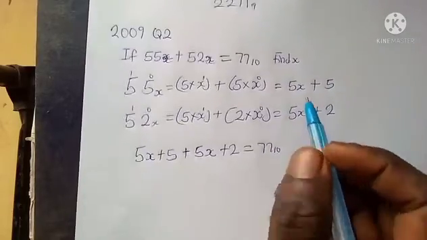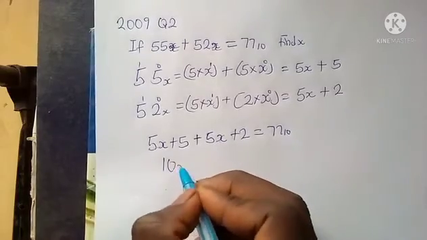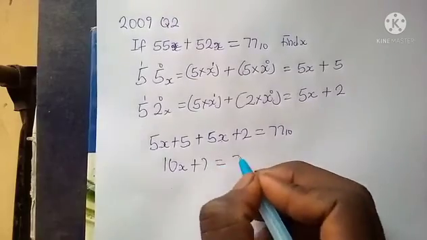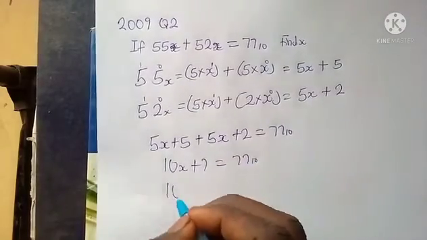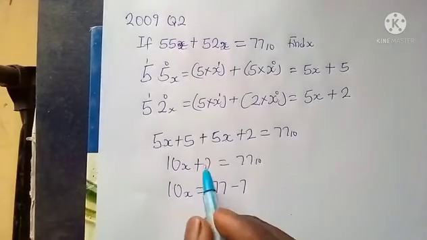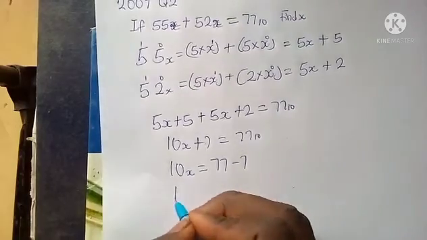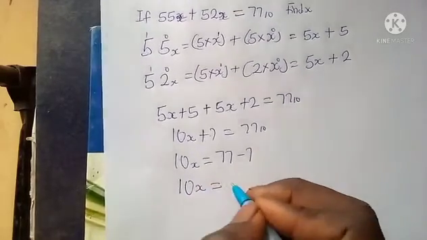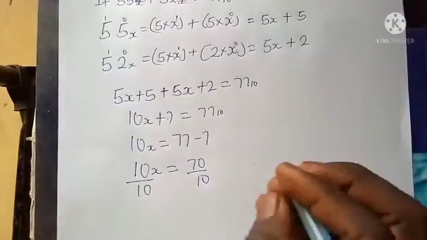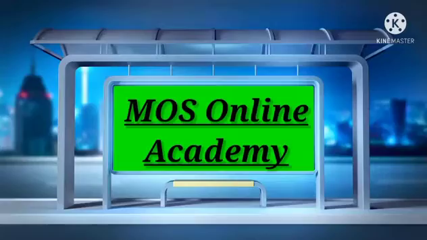So all of them are in base 10 now. Collect the like terms. We have 10x plus 7 is equal to 77 base 10. So 10x is equal to 77 minus 7, that's 70. Divided by 10 on both sides, so x is equal to 7. And that's it.